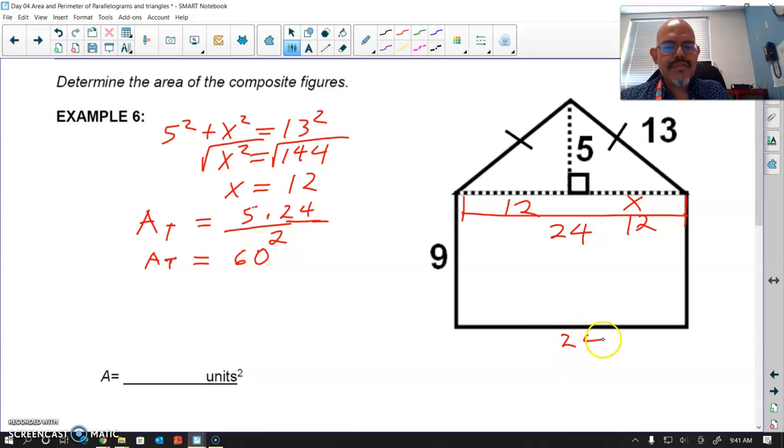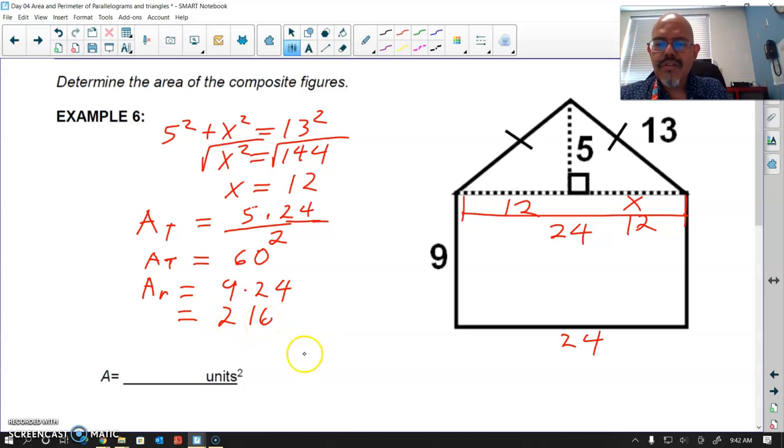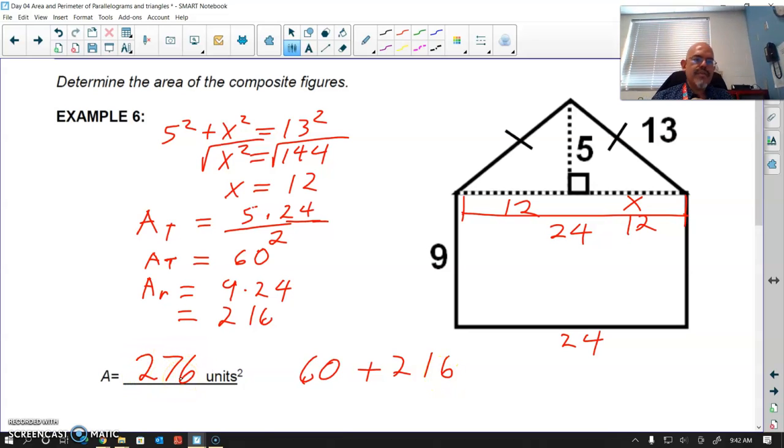Now, since I got 24 right here, I'm going to find the area of the rectangle. The area of the rectangle is base times height, the same thing as a parallelogram. So it's going to be 9 times 24, which is 216. So the total area is going to be 60 plus 216, which is 276 units squared. And that's it.